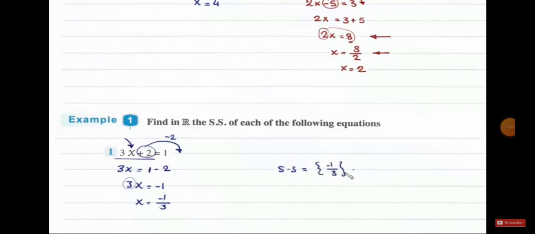3x plus 2 equals 1. This is a new example. Then we have to move positive 2 to the other side with the opposite sign, negative 2. Then we can say 3x equals 1 minus 2. Then 3x equals negative 1. 3 is up, put it down on the other side. Then x equals negative 1 over 3. Then the SS, or solution set, equals negative 1 over 3.